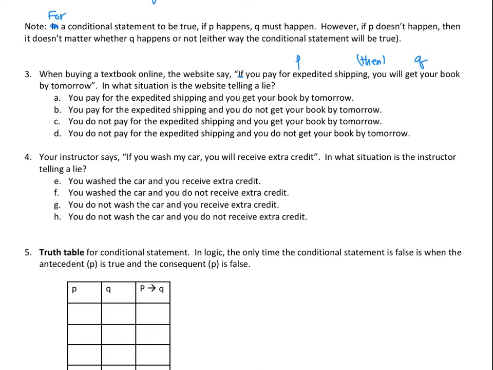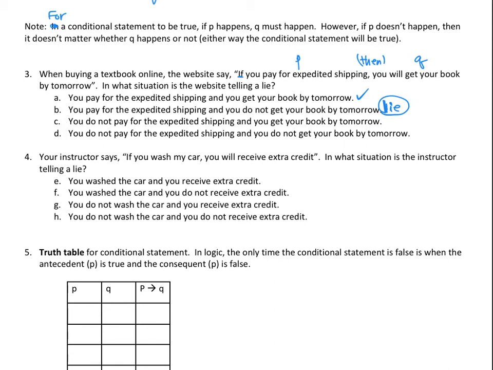So let's look at part A. You pay for expedited shipping and you got your book tomorrow. Okay, that's fine. That's what they said. So they kept their promise. Part B. You pay for the expedited shipping and you did not get the book by tomorrow. Ooh, that's a lie. That means you pay for it, you should have gotten it by tomorrow, right?